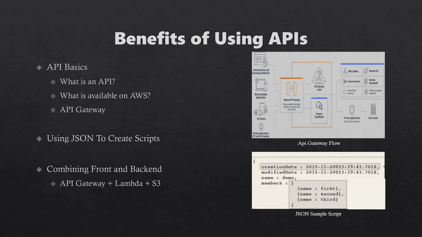So what is an API? An API, or Application Programming Interface, in simple terms, is a call to a system in hopes of a response. Amazon, through their API Gateway service, provides the service of creating, maintaining, and securely monitoring different interfaces.